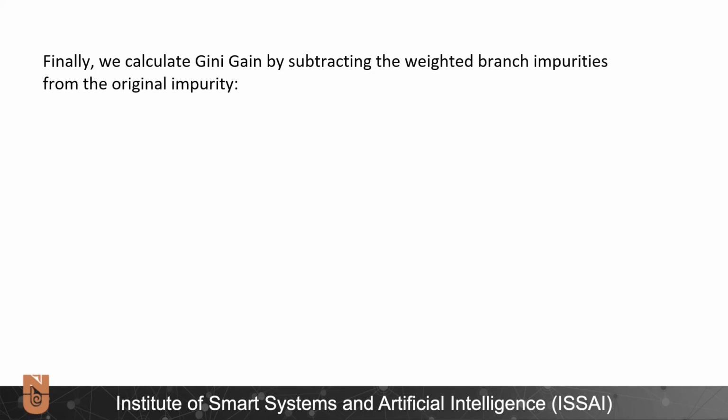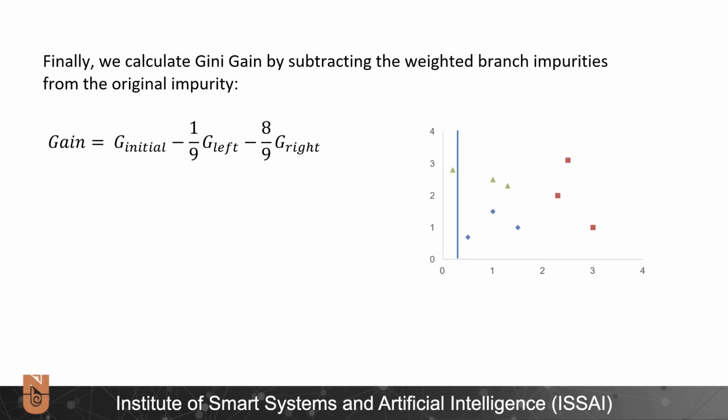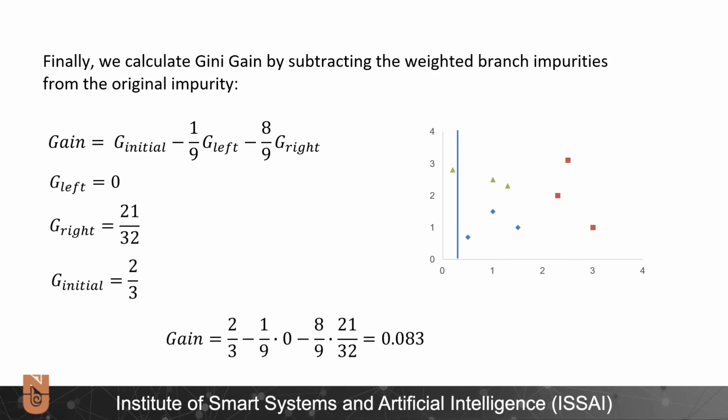Finally, we calculate Gini gain by subtracting the weighted branch impurities from the original impurity. So our gain will be G initial minus 1 over 9 multiplied by G left, and minus 8 over 9 multiplied by G right, because we have one element on the left and 8 elements on the right. Plugging in all the values, we get that our gain is equal to 0.083.